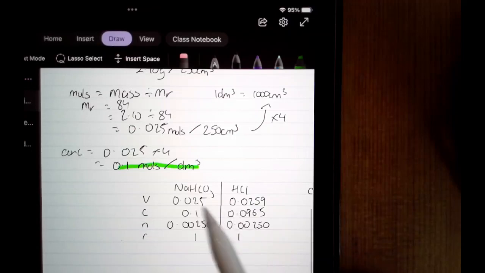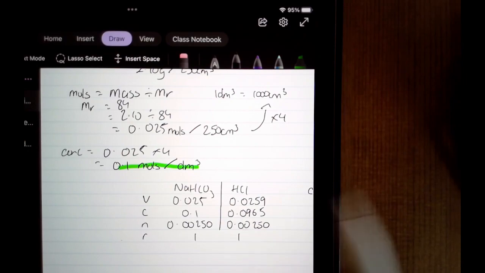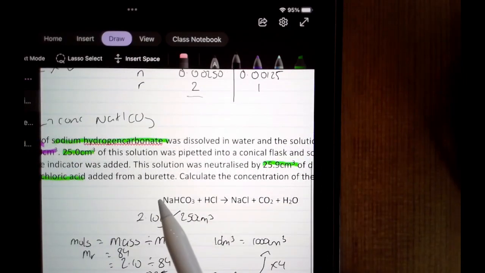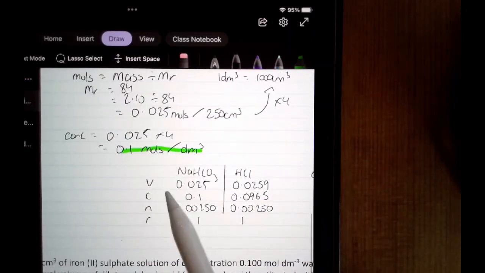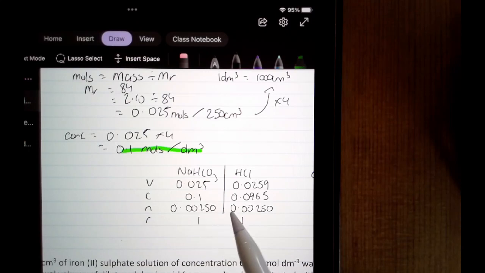So before I fill in my volumes, I'm turning them into decimeters cubed. So these numbers are both given to me in the question. This is the value for concentration that I've just worked out. The ratio I'm getting from a balanced chemical equation. As you can see, there are no numbers in front of either, so I'm just writing down 1:1. I use volume times concentration to work out moles. The ratio is 1:1, so I'm going to have the same number of moles of HCl. And then to work out concentration, it's going to be moles divided by volume, and that gives me this number here.